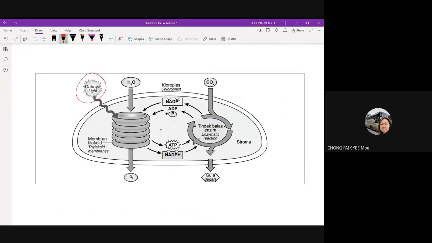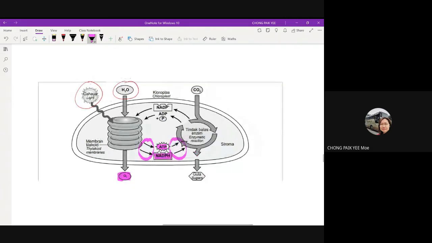All right, water undergoes a process called photolysis, where it is broken down, and the result is oxygen, which is released. Then you have two things being produced. You see these two? It produces ATP and NADPH. And these will go into the second part, which is your light-independent reaction. So far, this is the first part.